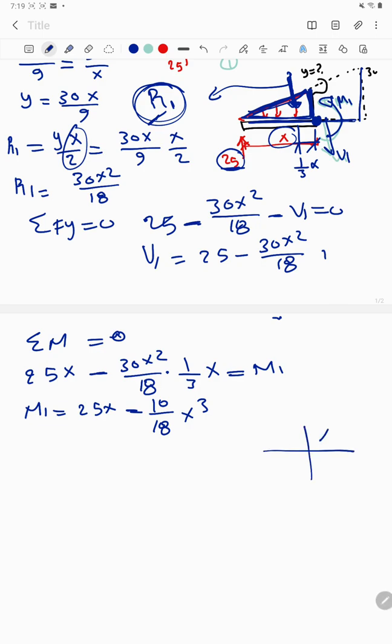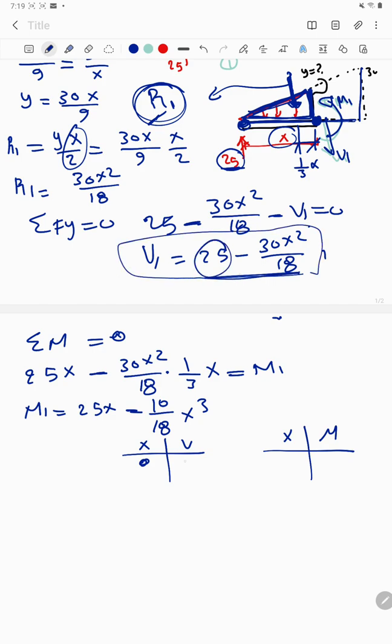So I'm going to put the table. One table for the moment and x, one table for v and x. For x equal to 0, how much is v? You see how much v? For x equal to 0, this is going to be 25. For x equal to 9, how much is going to be v? I'm going to put 9 squared instead of x, so v is going to be equal to negative 110.